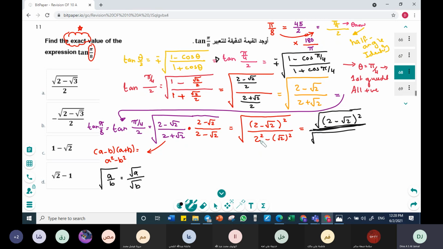And now I need you to calculate 2 squared minus square root of 2 squared. What will it be? Here it will be 4 minus, what is the square of the square root of 2? 2, because the square will cancel out the root. Excellent. So now I want you to find the denominator for me. 2. Inside the square root, don't forget.